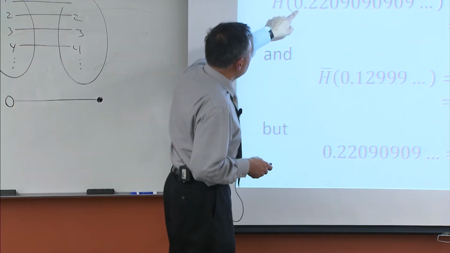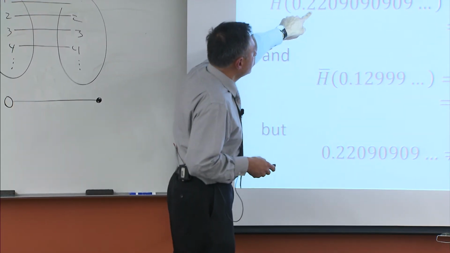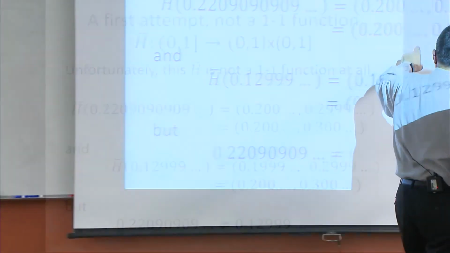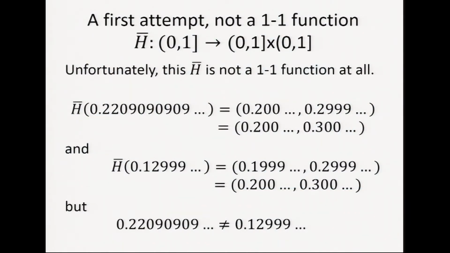Let's see. This number goes to (0.2, 0.3). This other number also goes to (0.2, 0.3). So this map was a failure. This attempt was a failure. But I noticed something, though.